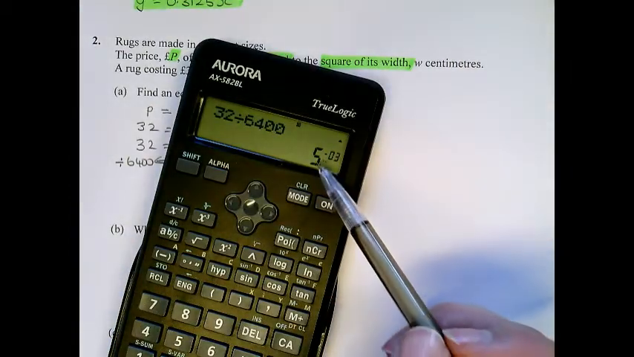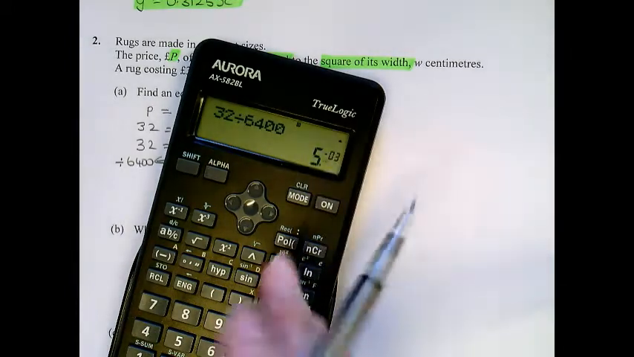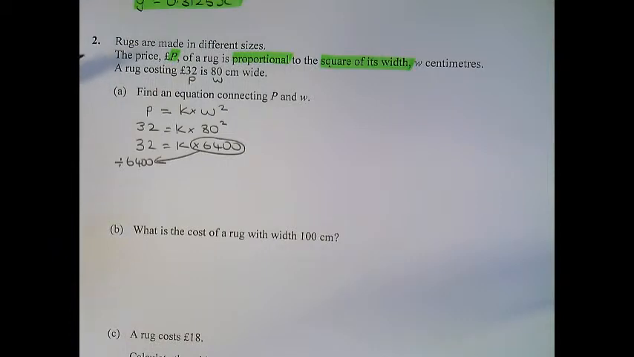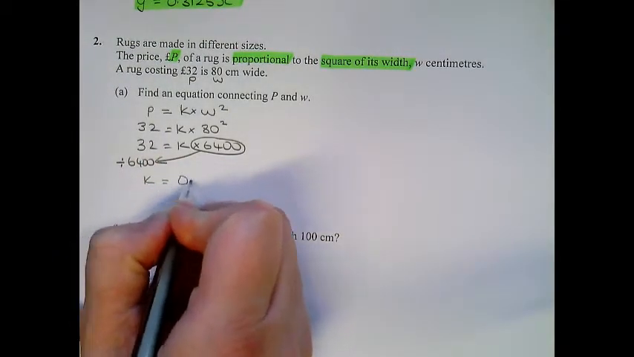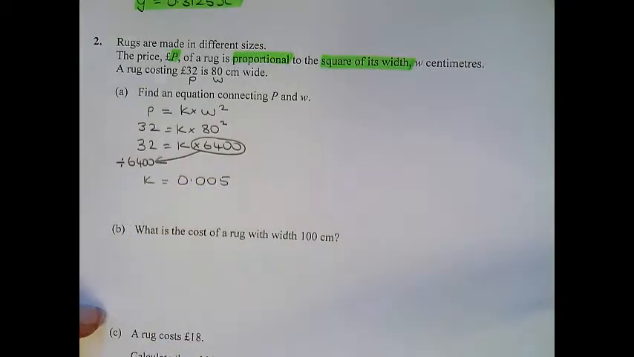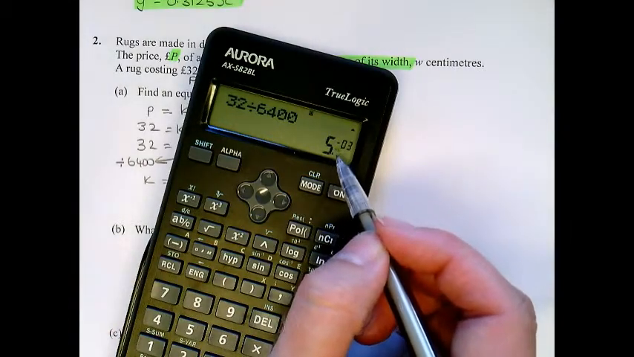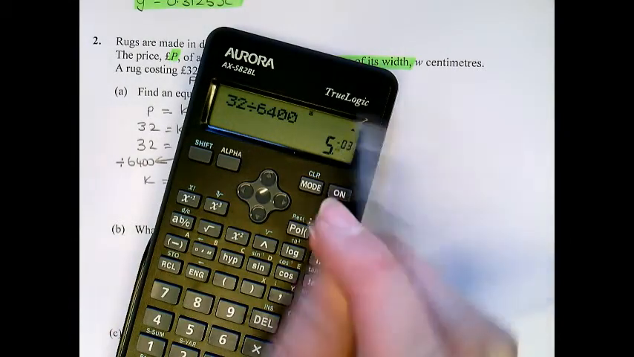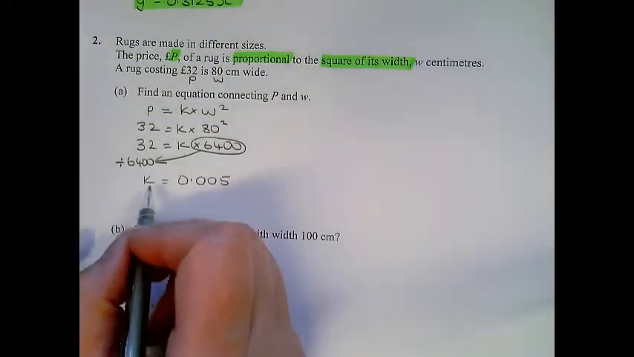My calculator is saying 5 times 10 to the power of minus 3. So they've given the answer in standard form because it's so small. So that would be K is equal to 0.005. The calculator just gave me the answer in standard form. There's a small times by 10 there, if you can see it. So 5 times 10 to the power of minus 3 is the same as 0.005. So that's the value of K then.